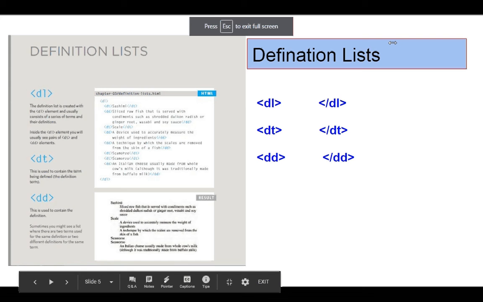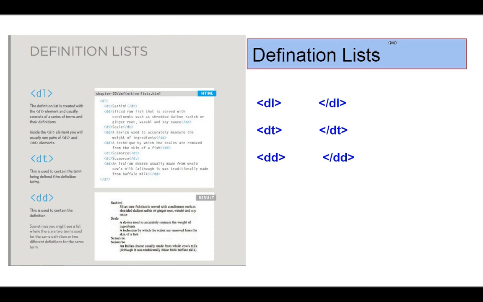So at a high level, the definition list is created with a DL element and usually consists of a series of terms and their definitions. DT is used to contain the term being defined. The DD is used to contain the definition. DL wraps the list for the number of definitions available in the list. Okay.